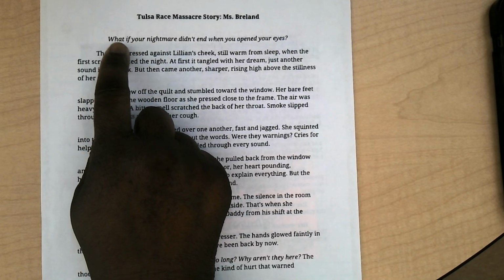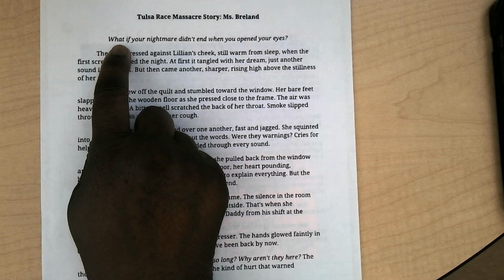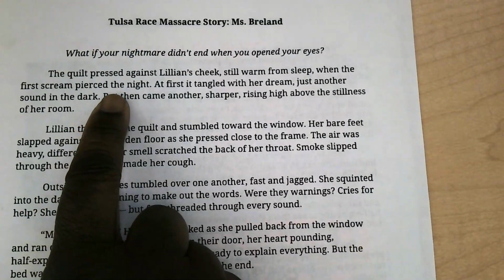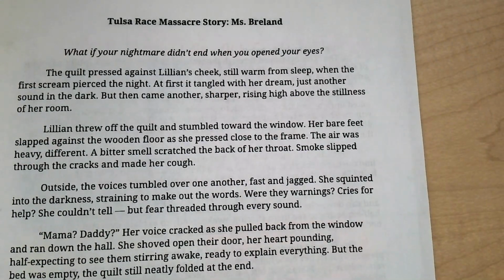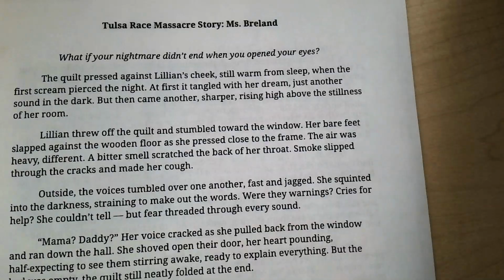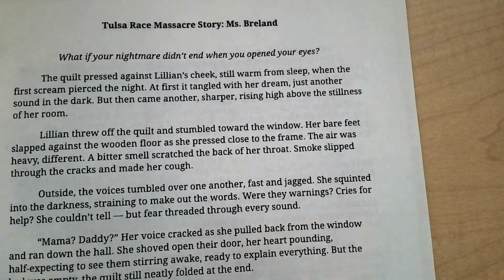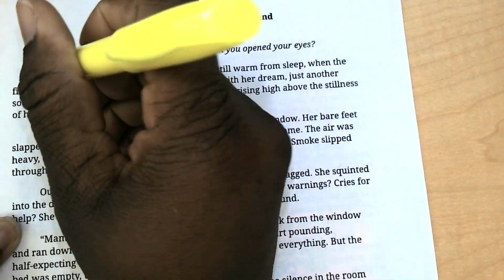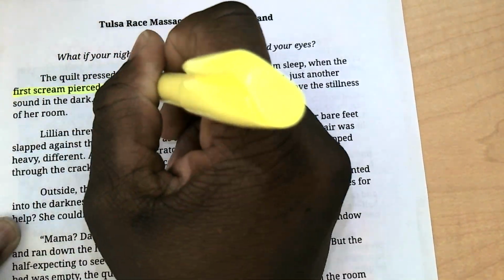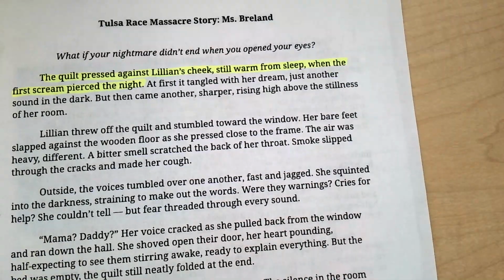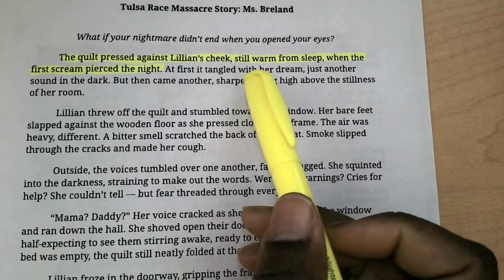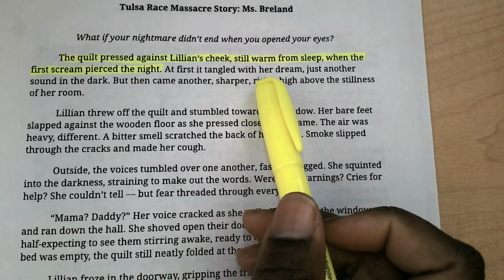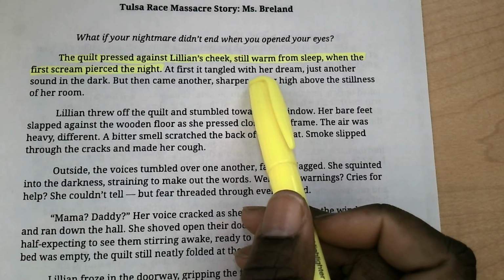It says, what if your night, and I started with the question lead, what if your nightmare didn't end when you opened your eyes? The quilt pressed against Lillian's cheek, still warm from sleep, when the first scream pierced the night. And so, in this instance, you want your child to imagine their character seeing what they're doing like a movie. What's the very first thing the camera would see them doing?